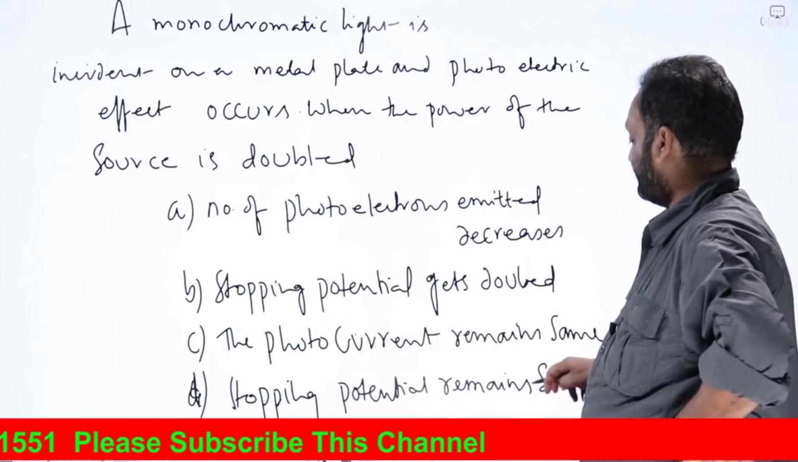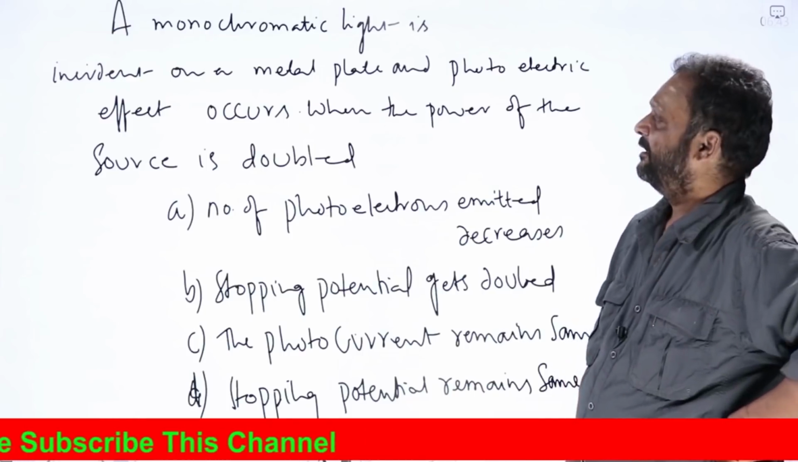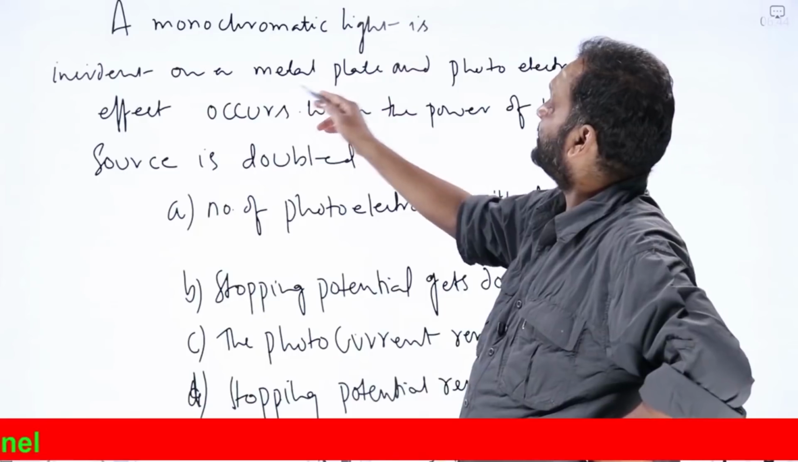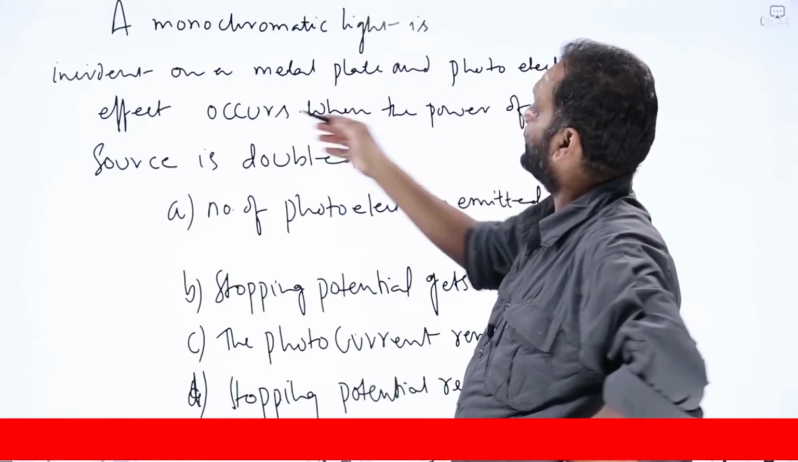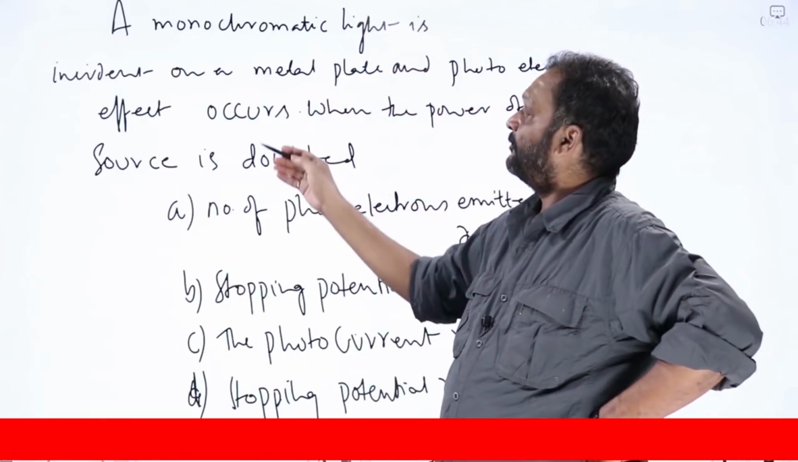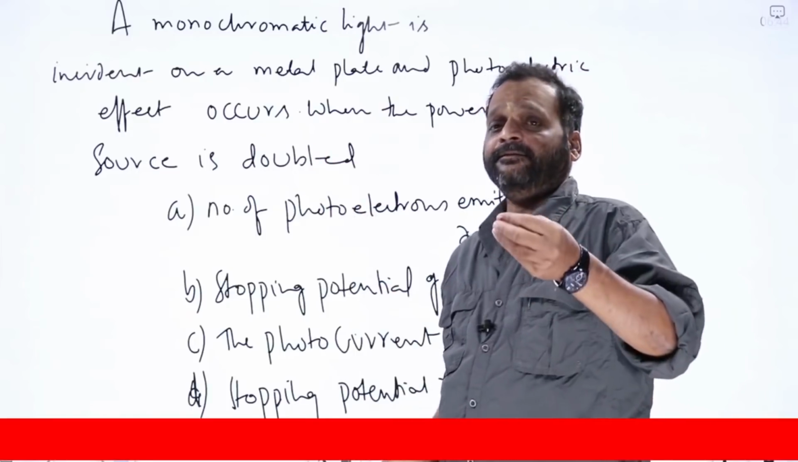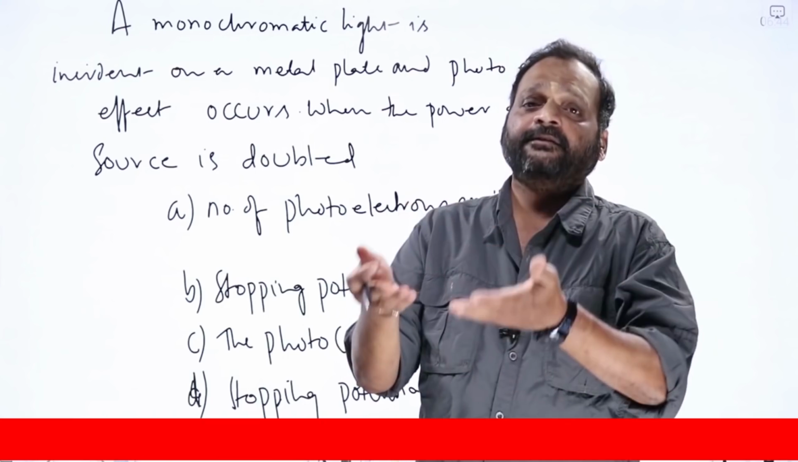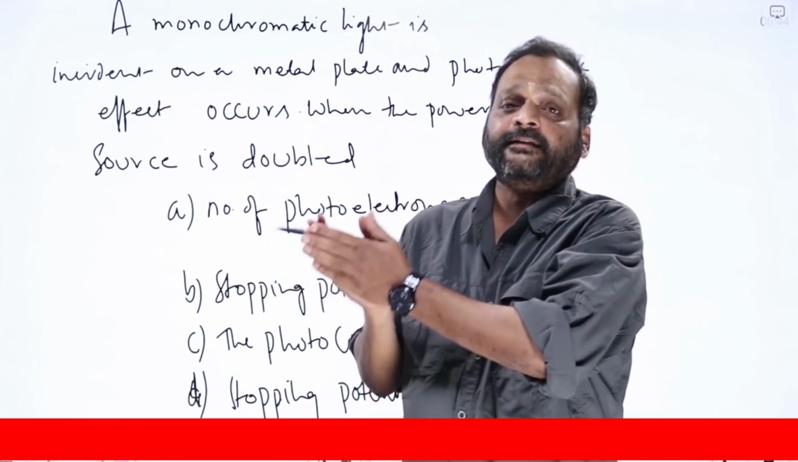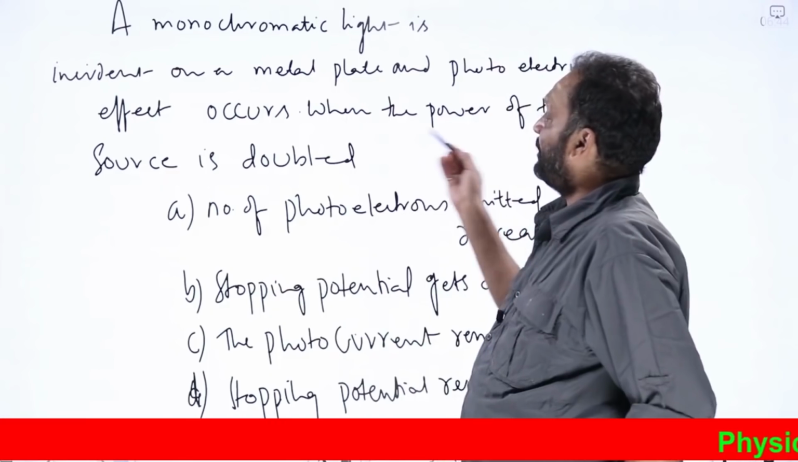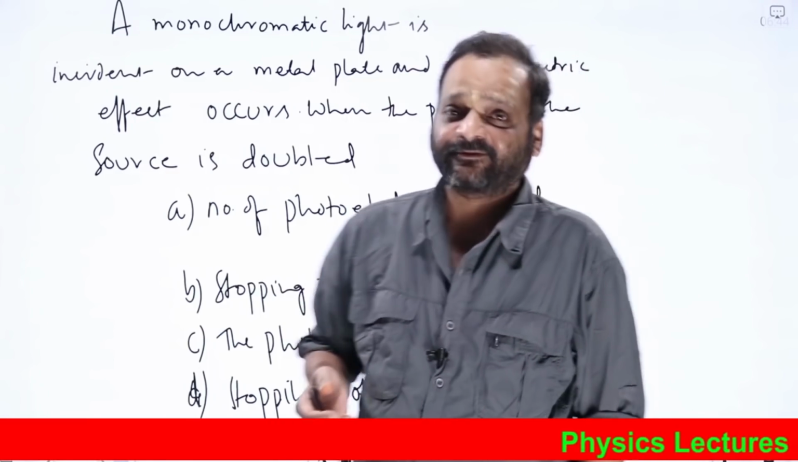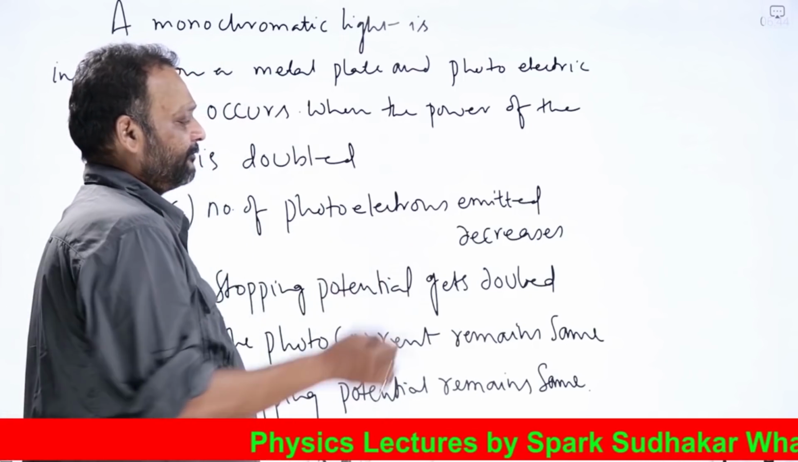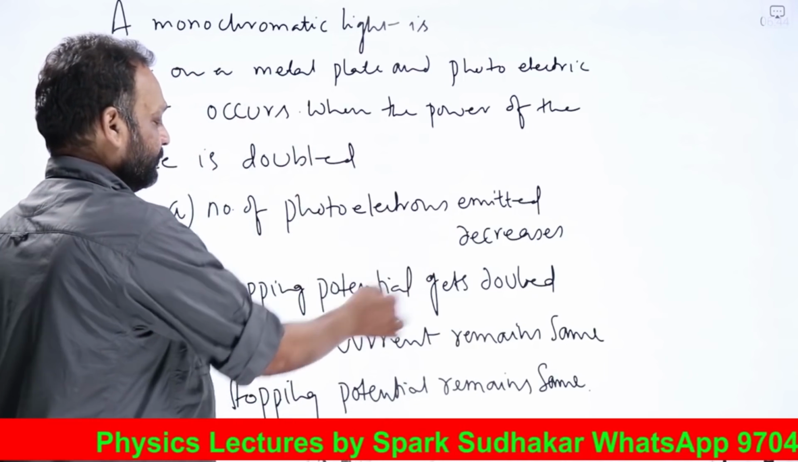Stopping potential remains same. These are the four options. A straightforward question. When a monochromatic light is incident on a metal plate and photoelectric effect occurs, photoelectric effect is occurring means the energy of the incident photons is more than the work function of the metal. That's only when the photoelectric effect occurs. When the power of the source is doubled, now just guess what will be the answer. Straightforward, simple question for 1 mark. You don't have to put pen on paper, simply read and put the answer here.